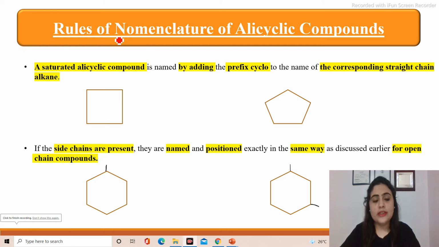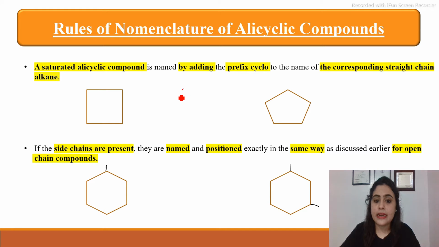Hi everyone. Now we'll discuss the rules of nomenclature of alicyclic compounds. Alicyclic compound means any compound which is cyclic in nature. Any point where two lines are meeting, there is a carbon. In this way we will identify the carbon centers in a cyclic compound.